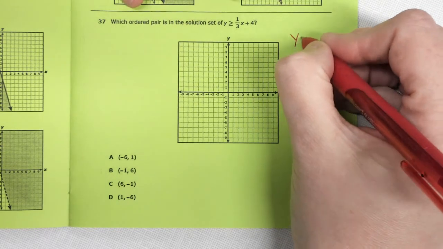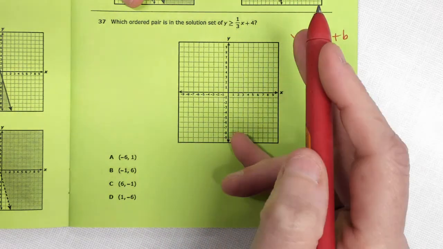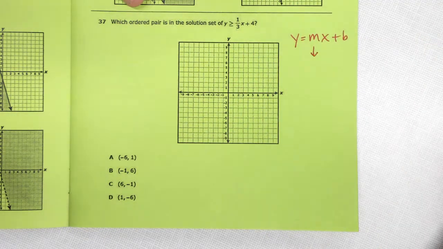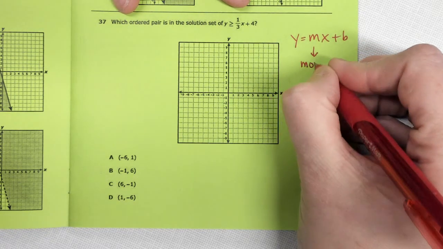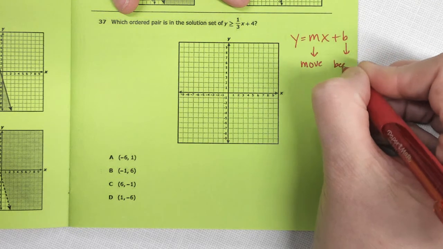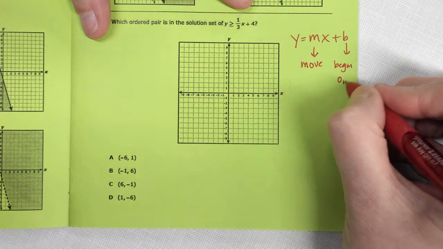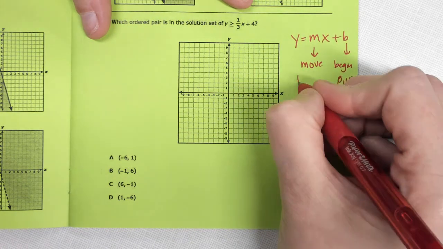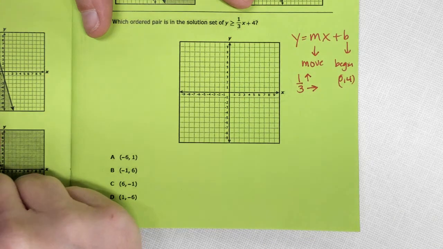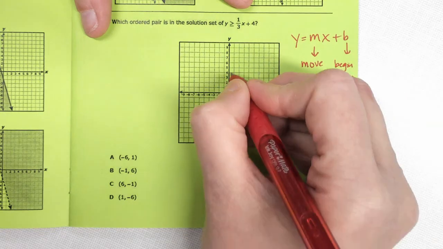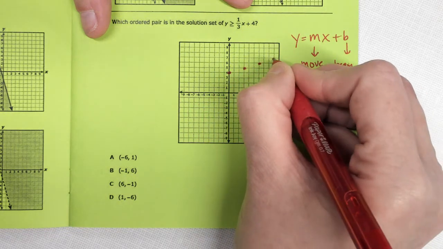Okay, so let's talk about this. We have y equals mx plus b. This is in slope-intercept form, but obviously it's an inequality. And again, I don't know if this is what it's supposed to stand for, I'm pretty sure it's not, but here's how I think about it. M stands for move. B stands for begin. So, on this problem, I'm going to begin at 0, 4, and I'm going to rise 1, run 3. So I start at 0, 4. Rise 1, run 3. Rise 1, run 3. And I just keep doing that.